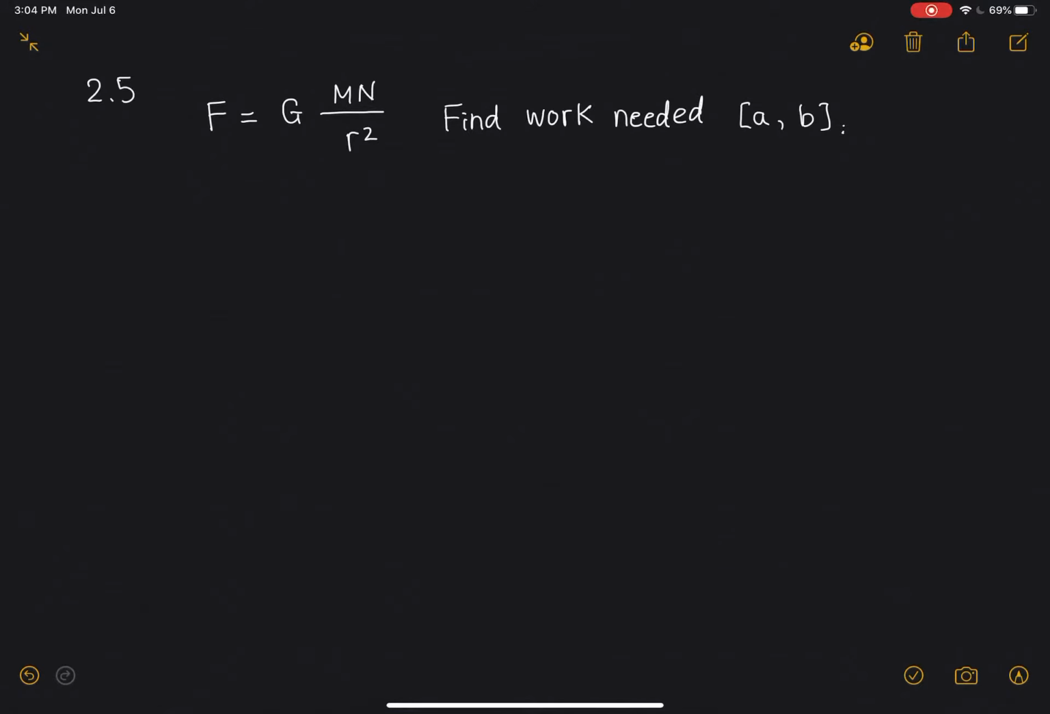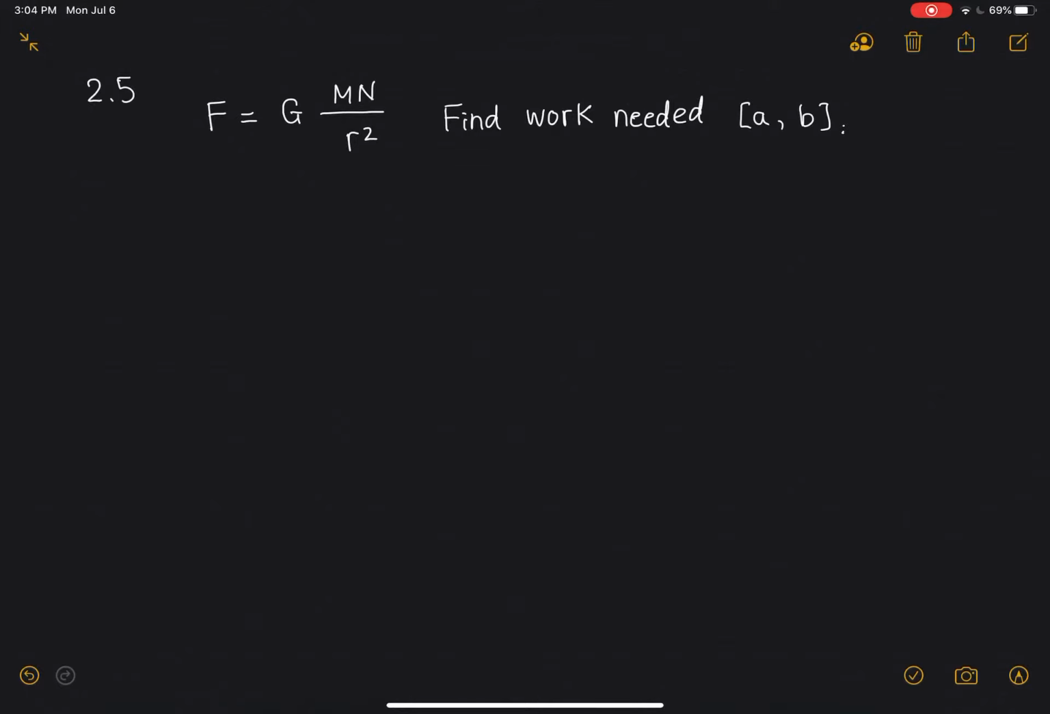Section 2.5 Physical Applications. For this problem, we have Newton's law of gravity, and the force equals G times m n over r squared, where r is the distance between the bodies and G is a gravitational constant. If one of the bodies is fixed, find the work needed to move the other from r equals a to r equals b, and your answer should contain G, m n, a, and b. In fact, r is gone when we do the integration.